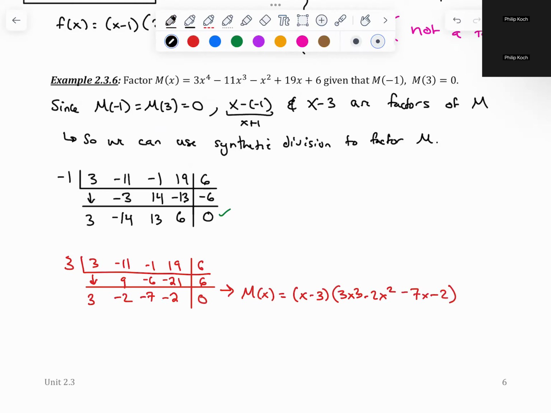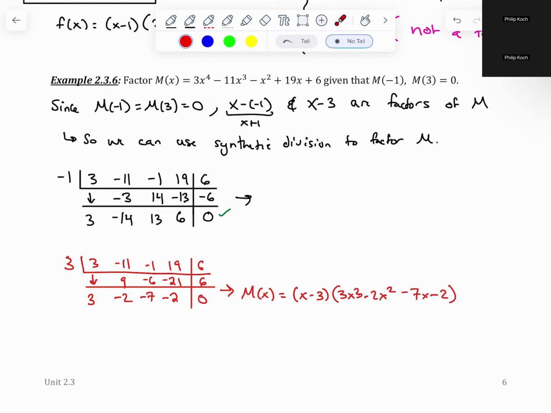All right, so you should get in your bottom row, when you synthetically divide by negative 1, 3, negative 14, 13, 6, 0. You get a remainder of 0, that does mean it's a factor. That means we did this thing properly. If we didn't get 0, that means we didn't factor it right, or we didn't synthetically divide properly, because we're given the fact that m of negative 1 is equal to 0. Or Phil messed up the problem, one of the two. Yeah, like, 19 plus negative 13. What? Sorry.